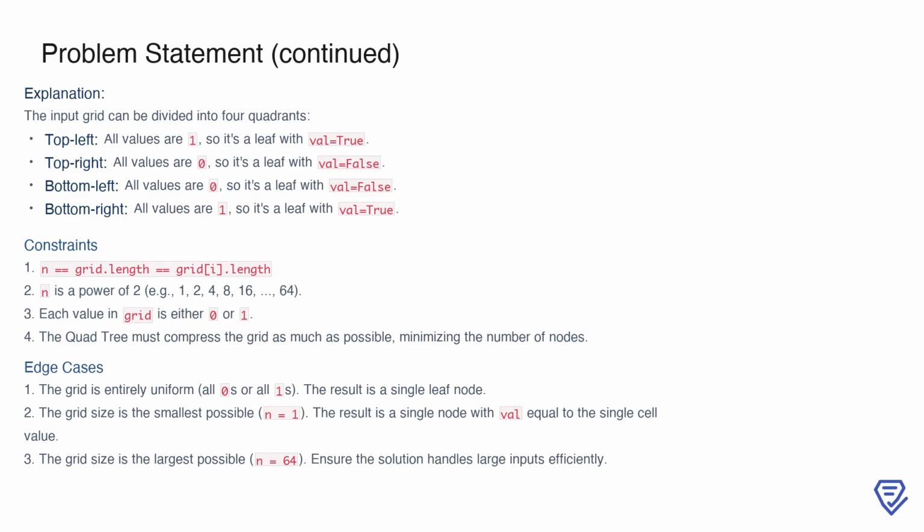The constraints and edge cases for this problem ensure that the solution is both efficient and robust. The grid will always have dimensions nxn, where n is a power of 2, such as 1, 2, 4, 8, up to 64.